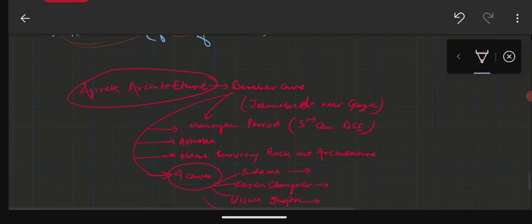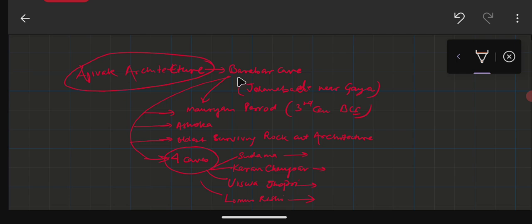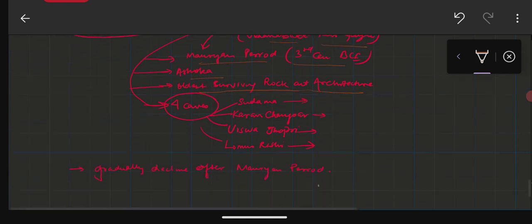Now let's talk about some of the famous architecture of Ajivika sect, that is Barabar cave. It is in Jehanabad near Gaya. Barabar cave was constructed during the time of the Mauryan period, 3rd century BC, during the time of Asoka. It is one of the oldest surviving rock cut architecture. It comprises of 4 caves.